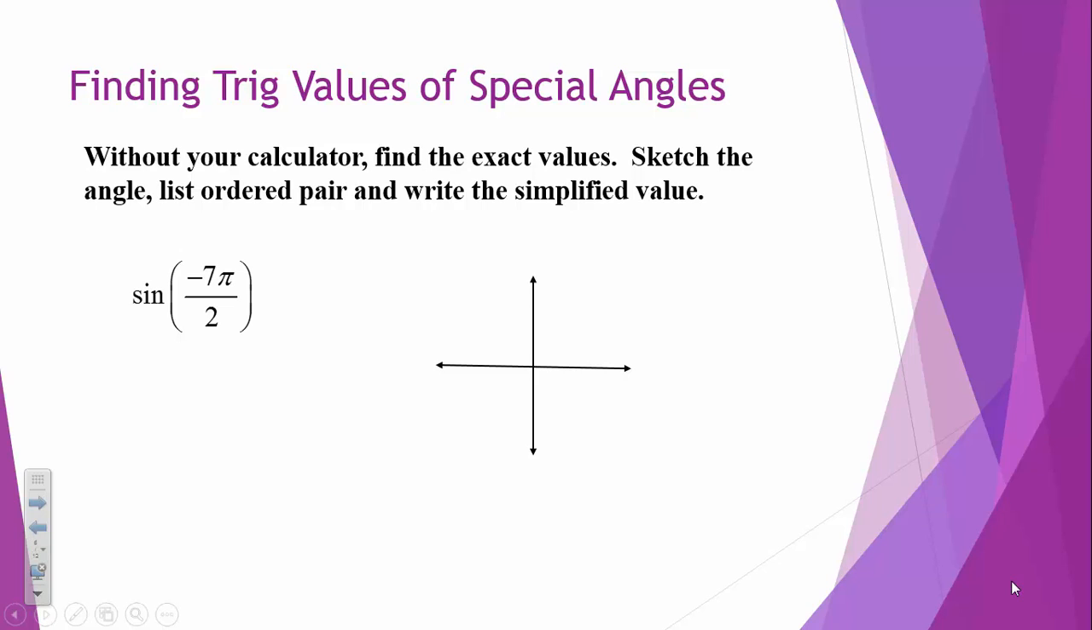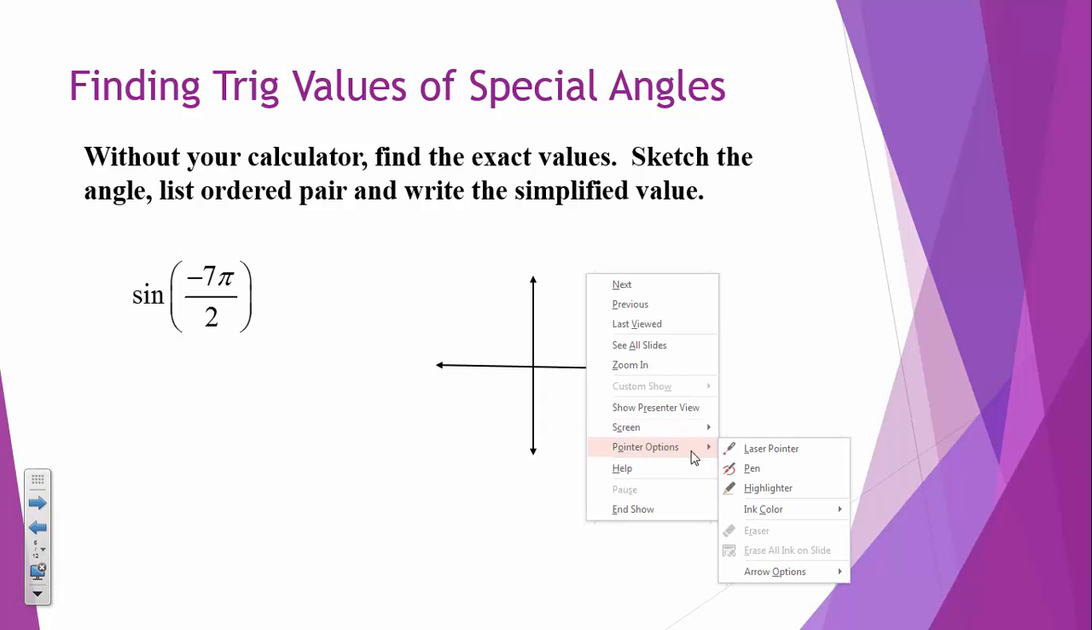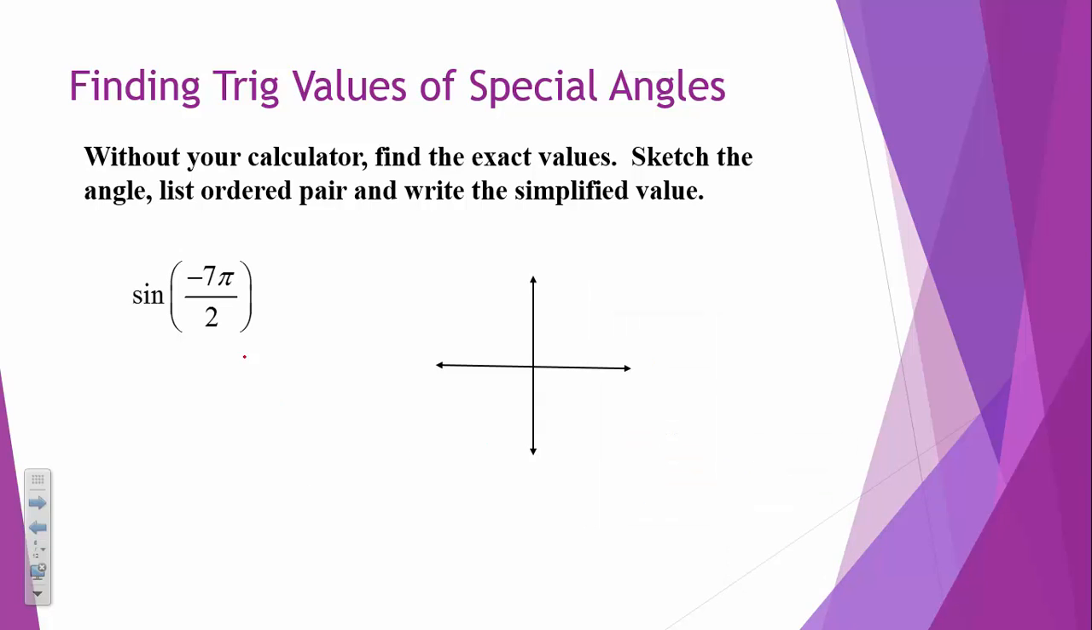Okay, finding the special trig values. Making sure that you can first figure out what quadrant it's in or where it ends up. So when I look at this one, negative 7 pi over 2, I'm going in the negative direction.